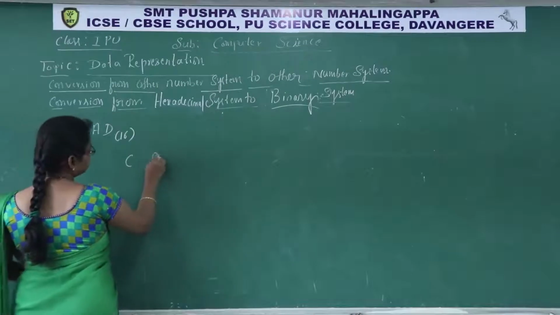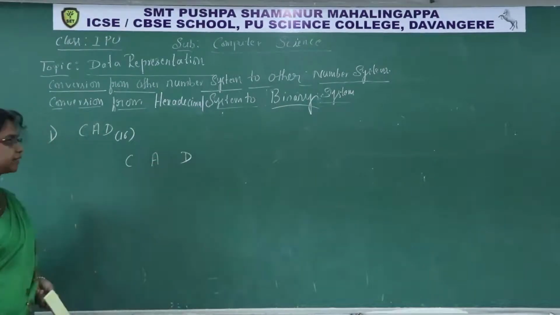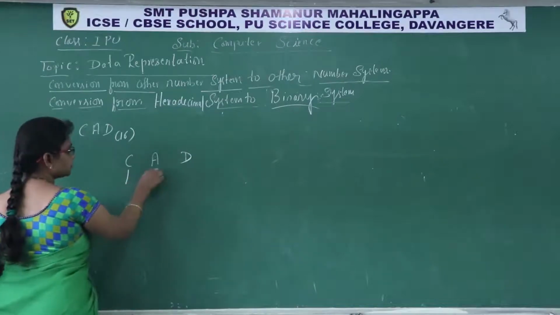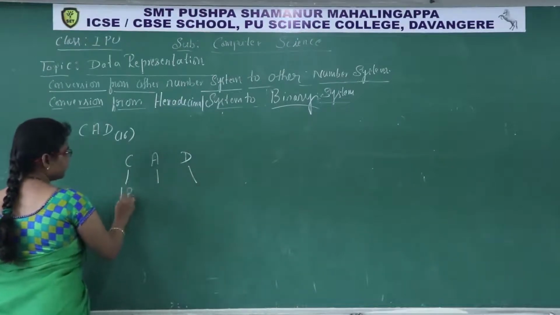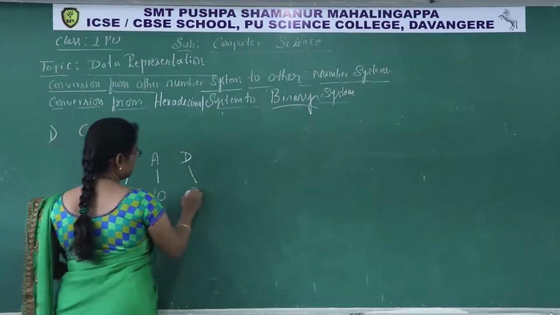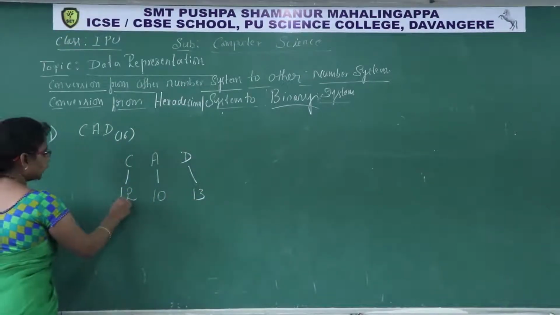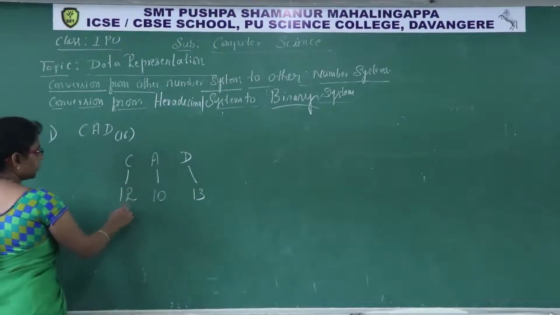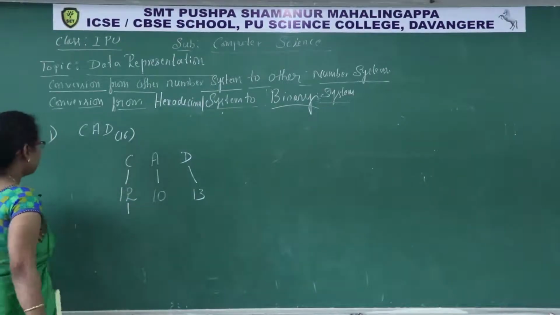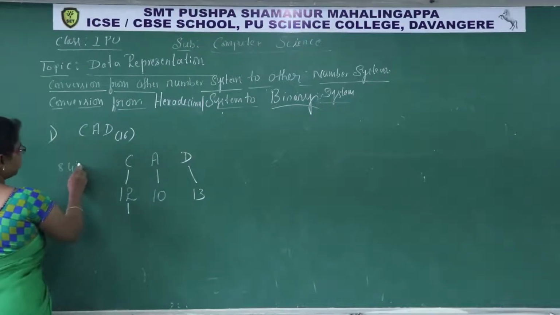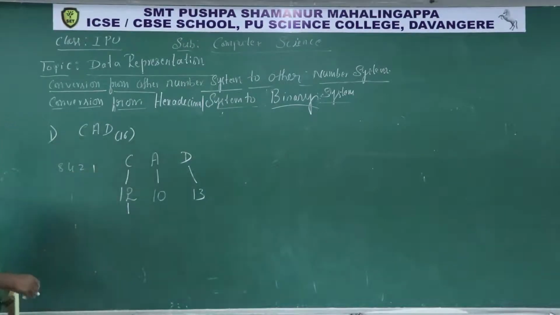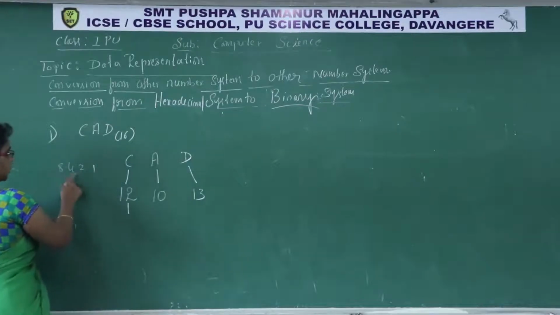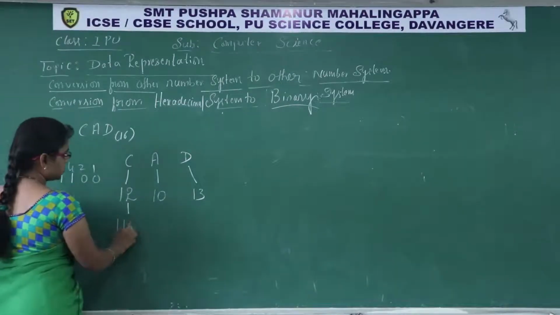First we have to write each digit, and let us write the equivalent decimal number first. C means 12, A is 10 and D is 13. Now we have to write a binary equivalent of each digit. How to write 12? Let us apply the 8421 method. There is no exact value 12, so we have to add some bits here. Which bits? 8 and 4. Then under this we write 1 1 0 0.